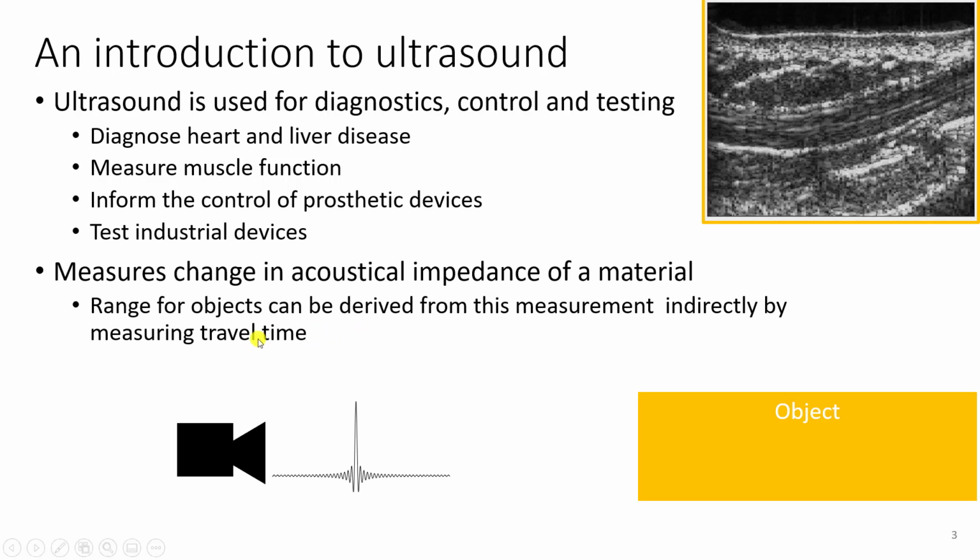To do all of this, ultrasound systems measure the change in the acoustical impedance of materials. Here's a cartoon illustrating the process. So this black symbol represents an ultrasound transducer which both sends and receives sound energy. An impulse of sound is transmitted by the transducer, and when it strikes an object, some of its energy will be transmitted and some of it will be reflected back depending on the acoustical impedance difference between this object and the medium that the sound energy was traveling through.